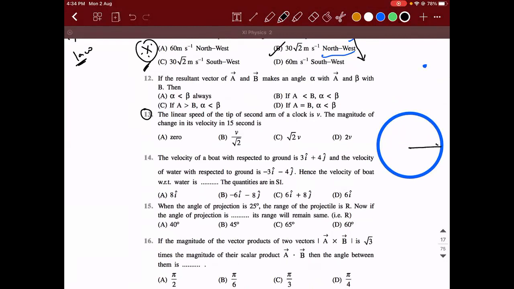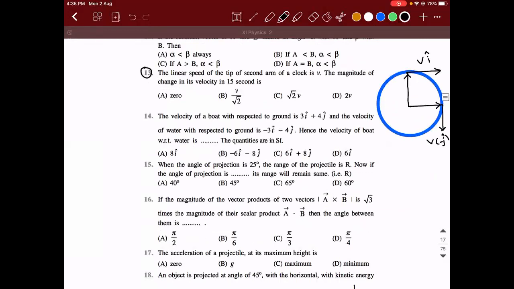This is the second hand. Let's say this is the second hand. Obviously, clockwise is the direction in which the second hand is going to revolve. So let's say here the velocity is v i cap. After 15 seconds, it will be here, which is v of minus j cap. Now they ask what is the change in velocity. So delta v vector is equal to v final vector minus v initial vector.